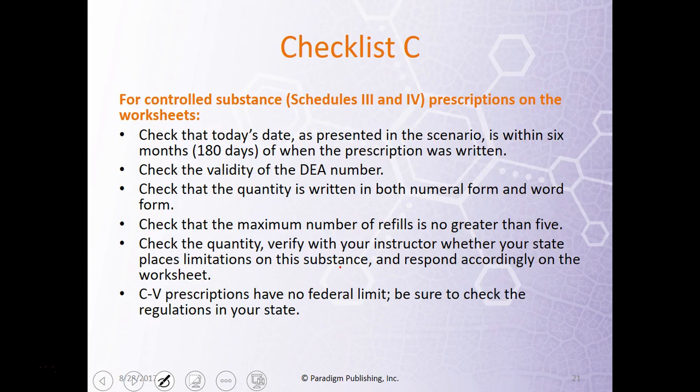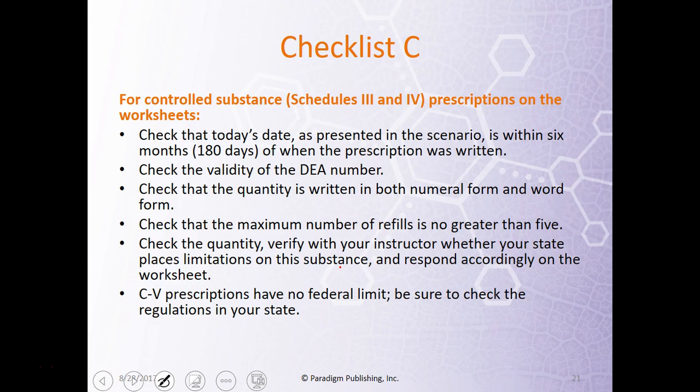Checklist C is for controlled substances, 3s, 4s, and in the state of Louisiana, 5s. Check the day's date. Make sure it's within 180 days or 6 months of the day that the prescription was written. Check the validity of the DEA number. Check the quantity, that it's written in both numerical and word form. Check the maximum number of refills is not greater than 5.